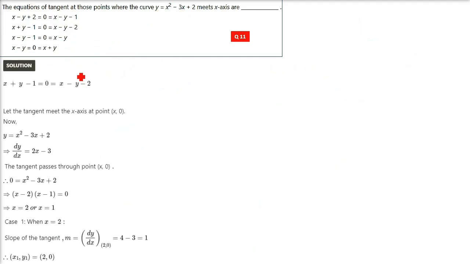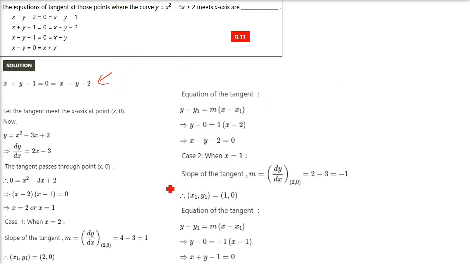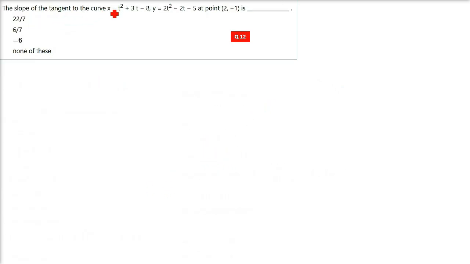Now this is the reference solution for you. You can follow it to solve this question. The slope of the tangent to the curve, this one and this one, at point 2, minus 1. First of all, x and y is given, so we'll equate it for the equation. But before that, we'll find out dx by dt and dy by dt because we need to have dy by dx. So I'm differentiating these two.